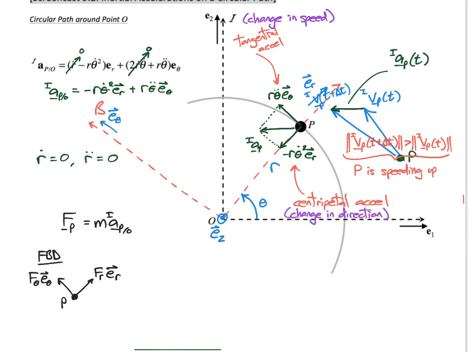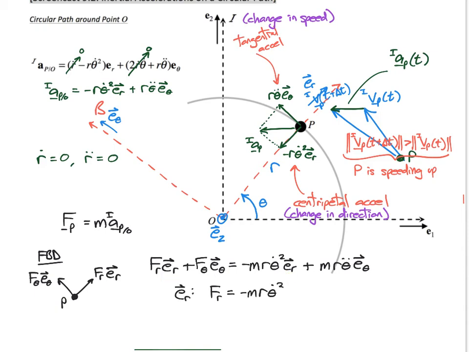And so on this free body diagram of particle P, we have a scalar F sub r in the e r direction and a scalar force F sub theta in the e theta direction. So plug this into Newton's second law. Then we'll equate our coefficients for e sub r, and then equate our coefficients for the e sub theta terms.